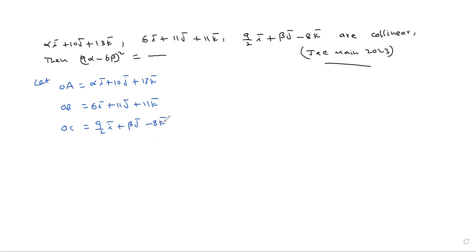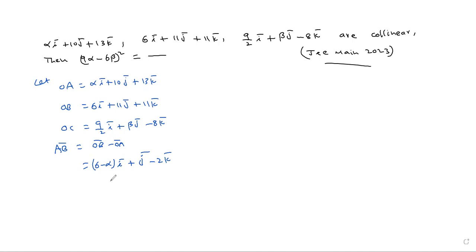Okay, given are OA, OB, OC. Now find AB. AB bar is equal to OB minus OA. You all know that AB bar is OB minus OA, which is (6 minus alpha) i bar plus (11 minus 10, which is 1) j bar, plus (11 minus 13, which is minus 2) k bar. Got it? That is AB bar.